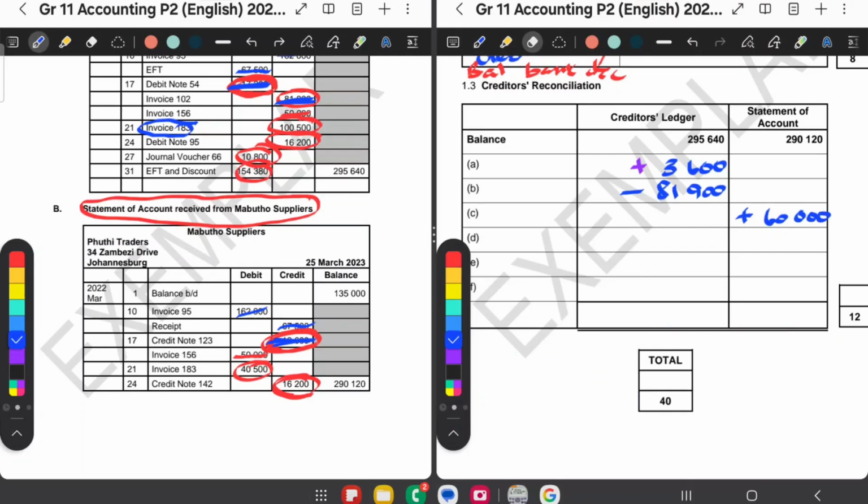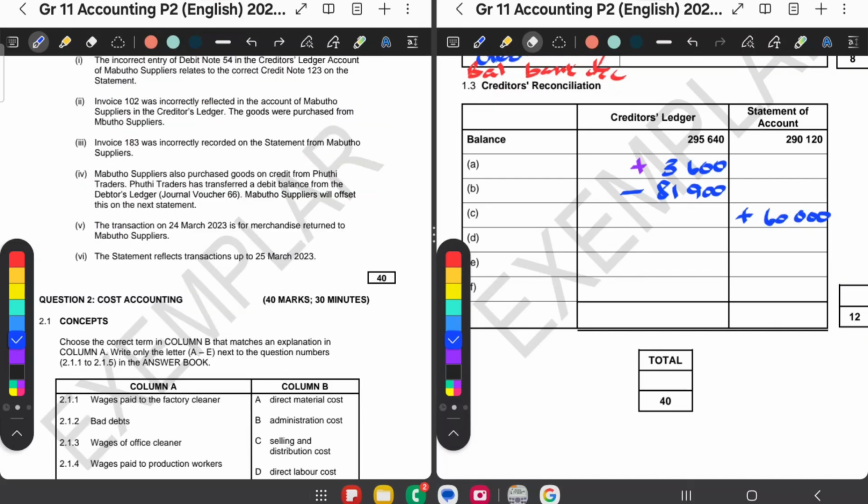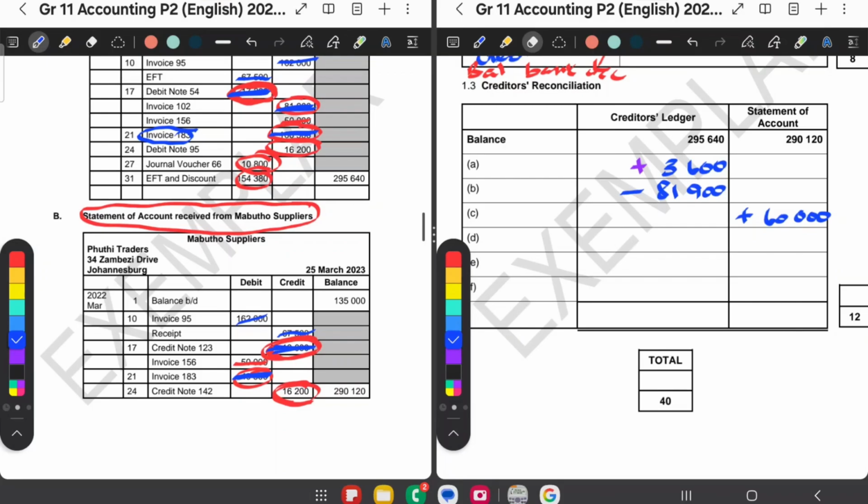Okay, so let's cancel. Invoice 183, cancel. Putty Traders has transferred a debit balance from the debtors ledger. Okay, and this is referring to journal voucher 66. Mabuto suppliers will offset this in the next statement. Okay, they made the mistake. Oh, here's journal voucher 66. I only see it in the ledger. It's not in the statement.